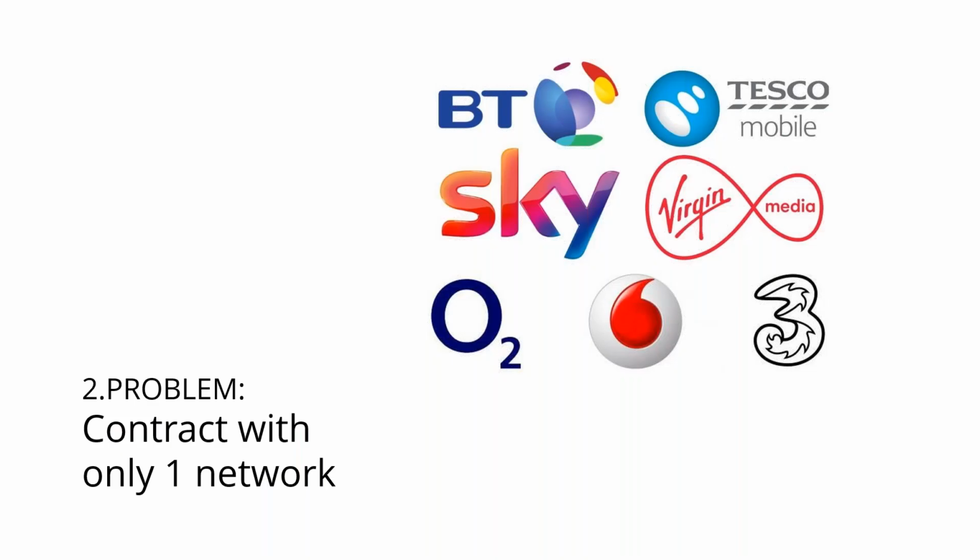The second problem is a contract with only one network operator, and this is something I mentioned in the first part with telematics. So choosing one network operator when you have hundreds of thousands of devices that you want to deploy, and you actually do not know where the end device will end up. It can end up in Russia, it can end up in America, it can end up, for example, in Europe.